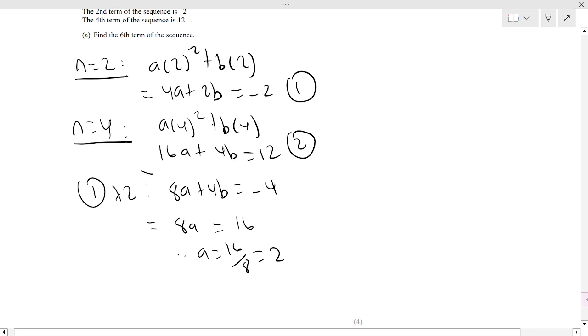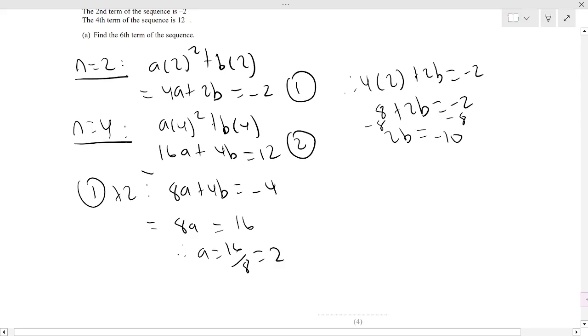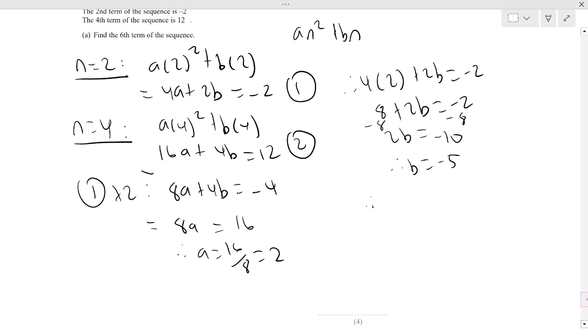So we found A, therefore we just plug that into any of the equations now. Say the first one here. So 4 lots of 2 add 2b is going to be -2. So that's 8 add 2b is -2. So 2b then is going to be -2 minus 8, so minus 8 from both sides. It's going to be -10. Therefore b is just -5. So now we've found a and b. Remember the nth term was an squared add bn. So therefore the nth term is now 2n squared minus 5n.